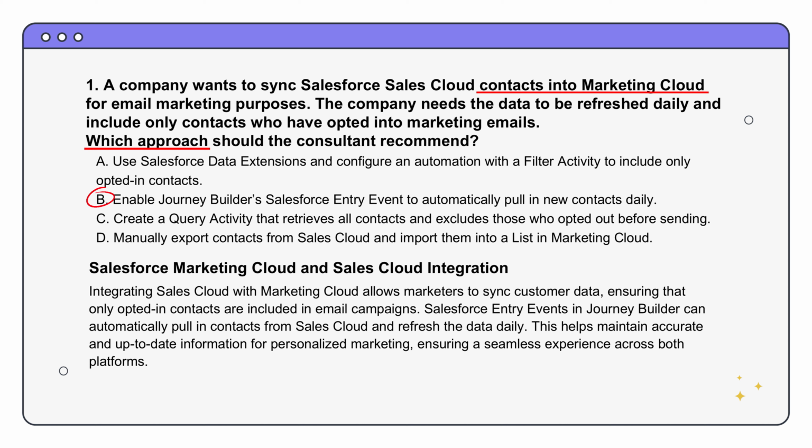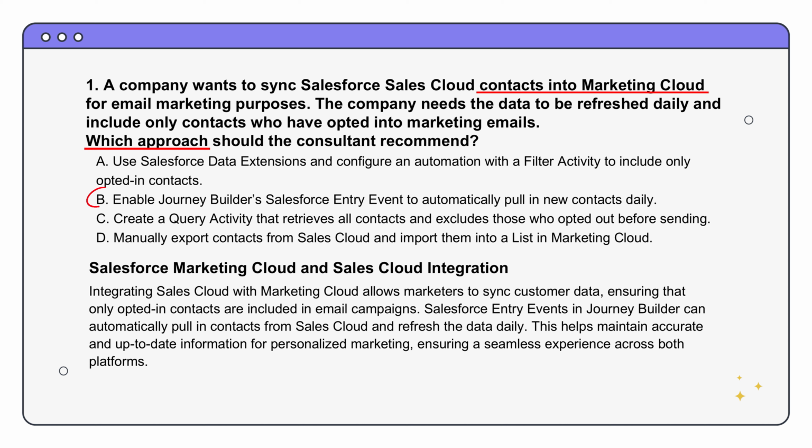And here's the really important part. You can actually filter your contacts right there at the entry point. So you're only bringing in those people who have raised their hand and said, yes, I want those marketing emails. Exactly. And all of this daily sync, it's all automated. It happens in the background without anyone having to remember to do it. Which means it's way less prone to errors or compliance issues.